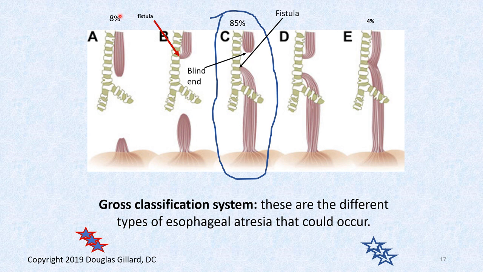There's other types. There's 8% just have this and that's it. They're going to have to put some Gore-Tex or some type of graft material that hopefully is anti-immunogenic so immune system doesn't reject it. But this is the most common type.